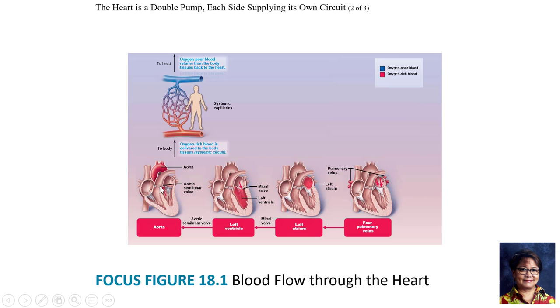So from the tissues, it is now going to be received back to the left side of the heart as oxygen-rich blood, and then it's going to be delivered into the atria. Remember that we're starting in this direction.